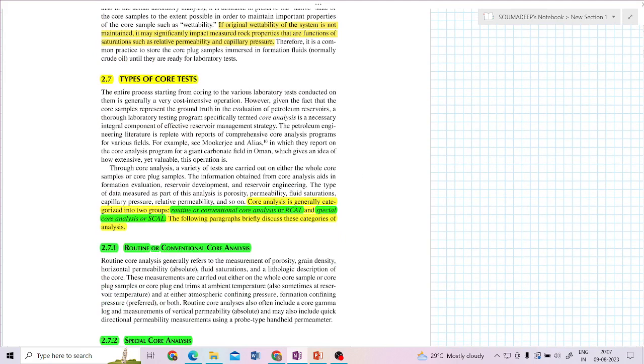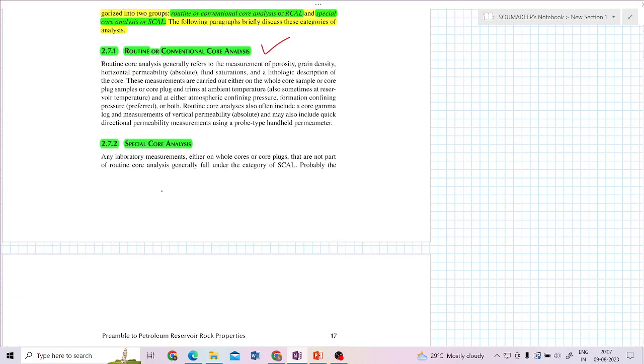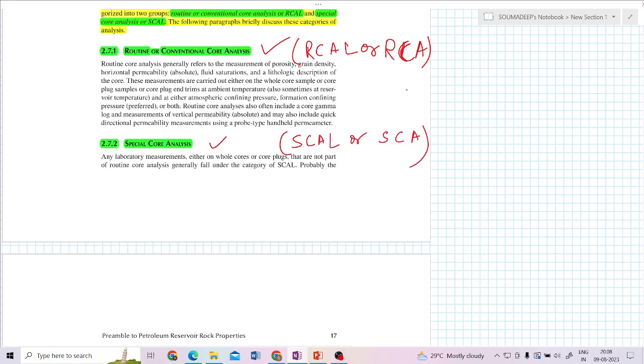So now we come to the types of core test. There are basically two types: routine or conventional core analysis, also said as RCA, and special core analysis, also said as SCAL. So these are denotations. Wherever you see SCAL and RCA, you can understand this is special core analysis and routine or conventional core analysis.